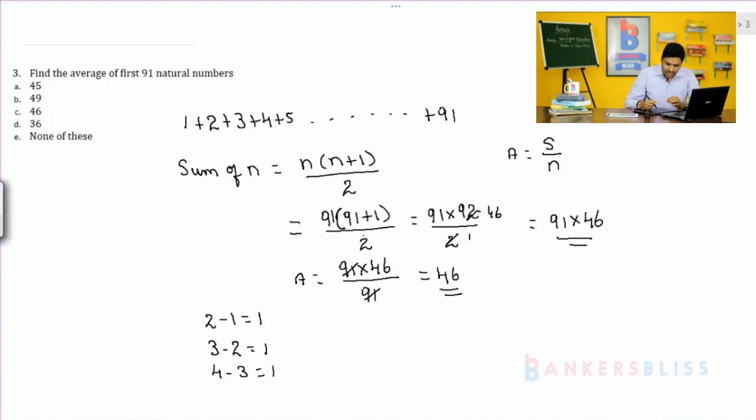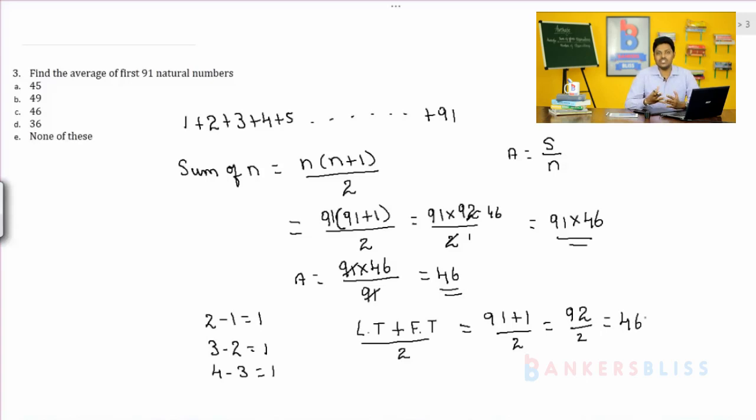That is last term plus first term by 2. Last term plus first term by 2, or else you can take it like this, first term plus last term by 2, both are the same. So, last term plus first term, which is 91 plus 1 by 2. So, 92 by 2, which is equal to 46. So easily you can solve these type of problems. Orally you can solve these type of problems.